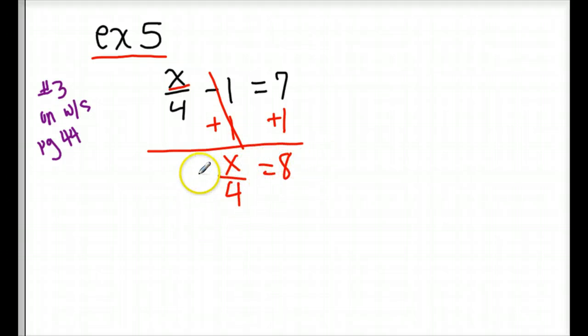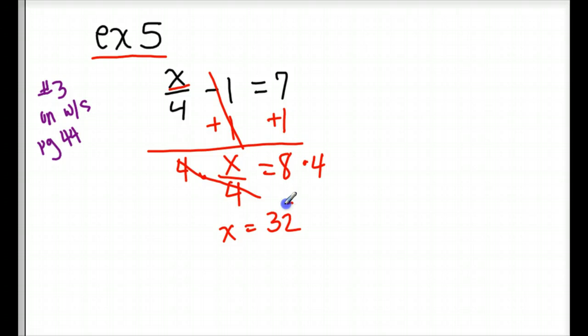What do we want to do? We want to multiply both sides by 4 because we want to undo this division. That cancels out. We get x equals 8 times 4, which we know is 32.